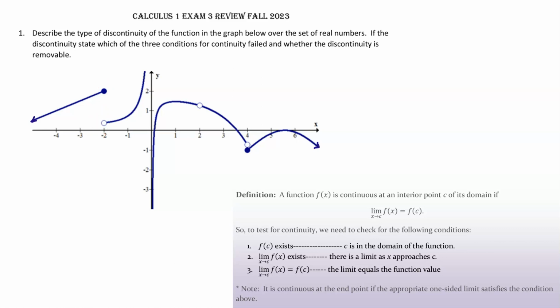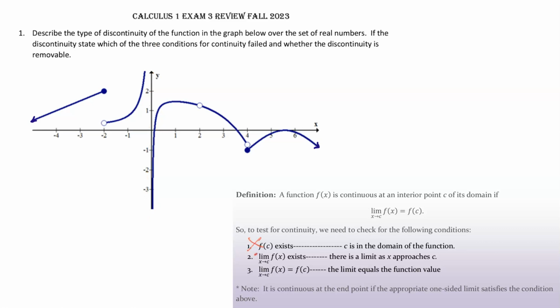Okay, now the next point to look at is when x is equal to 0. Which of these conditions fail? Is there a function value at x equal to 0? And the answer is no, because this is an asymptote. So there's no function value. And then also there's no limit because the left-hand limit and the right-hand limit are not the same. So this is an asymptote discontinuity.